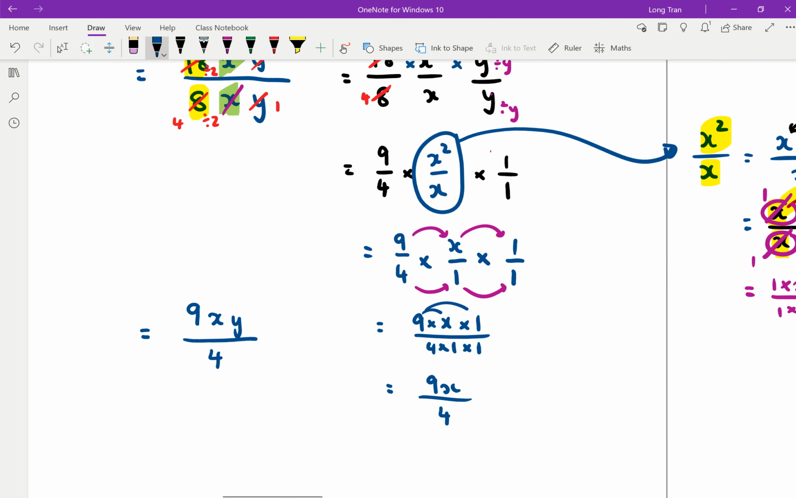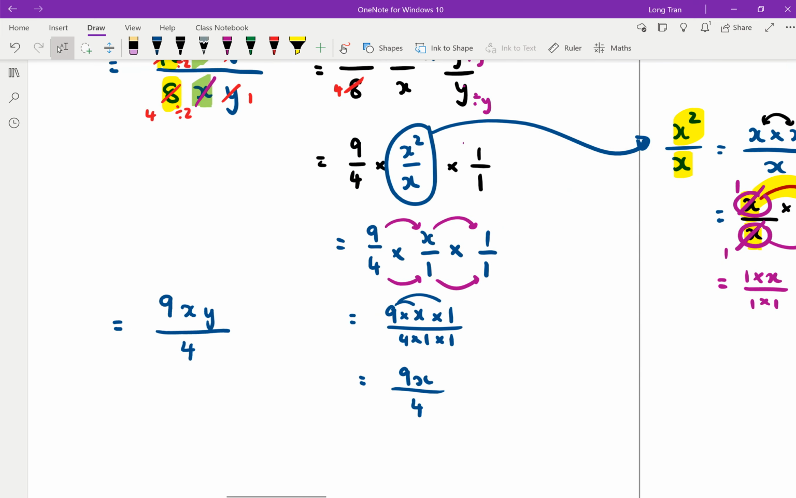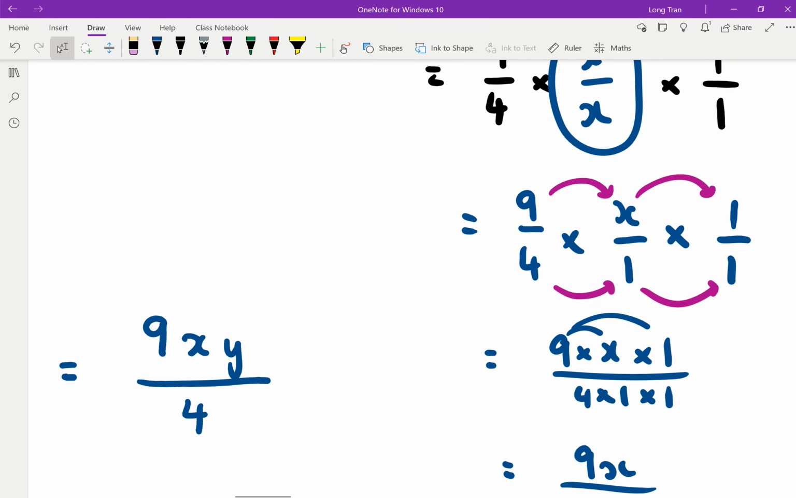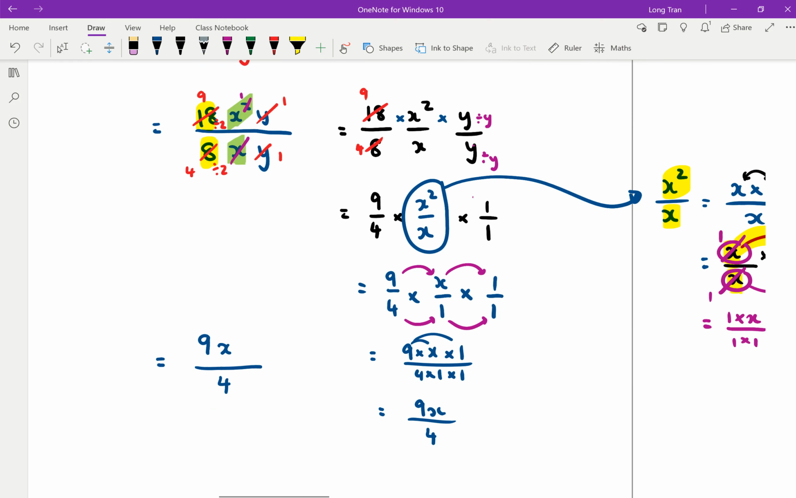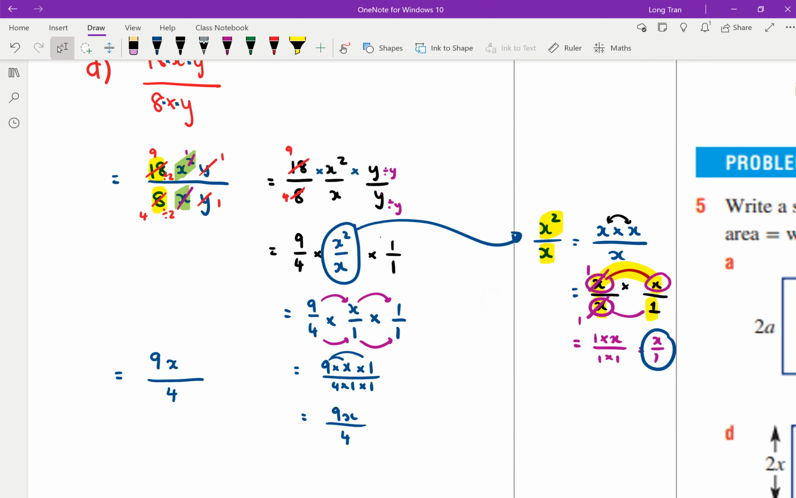Oh, wait, where's my y? Whoops, that means this was wrong. Whoops. There we go. How about that? I made a mistake in the first one. But there you go. So by doing both, you can see that I had already made a mistake before. So there you go. That's how you would do it in a long method.